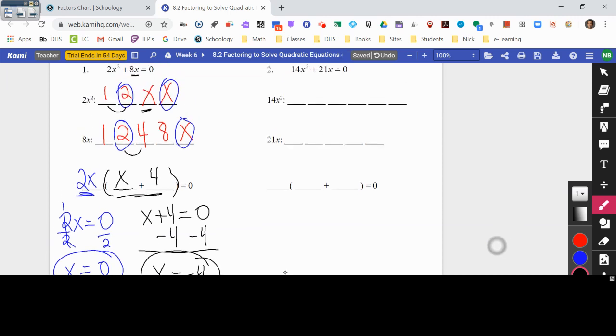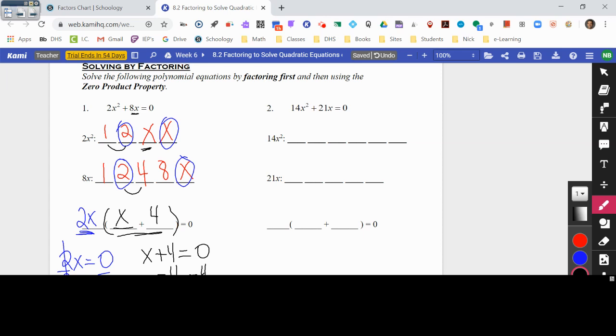Now example 2, we have 14x squared plus 21x is equal to 0. Again, I'm going to list out my factors of 14x squared. Well, x squared has an x and an x. 14 is 1 times 14, and it's 2 times 7. And for 21x, I have an x, I have 1 times 21, and I have 3 times 7.